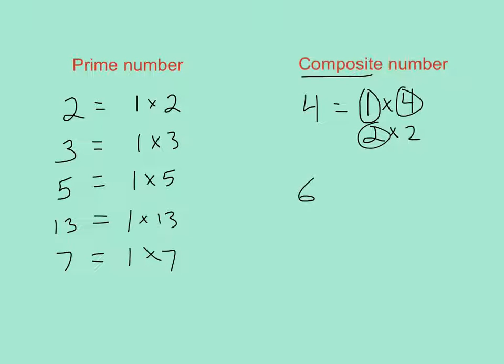6 would be an example because 1 times 6 gets us to 6, and so does 2 times 3. So 1, 2, 3, and 6 are factors of 6. 8 would be a composite number. Let's see, 25 would be a composite number.